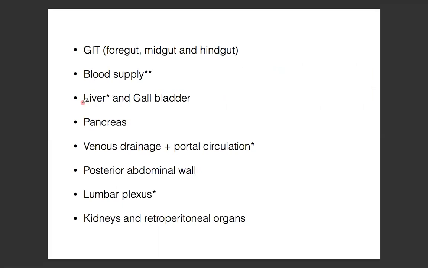After that we're going to be talking about the liver, a little about the gallbladder, not much, but we're focusing on the liver. We'll talk about the pancreas, but not in detail. We'll talk about the venous drainage of the entire abdomen, with the portal circulation. We'll talk about the posterior abdominal wall very lightly, the lumbar plexus, and likely a little about the retroperitoneal organs. Our main focus from now on is the liver, the portal circulation, and the lumbar plexus. They're areas where people usually forget and they're important for questions.